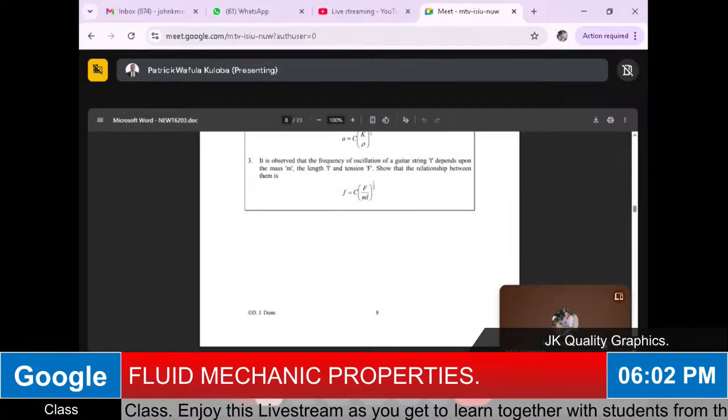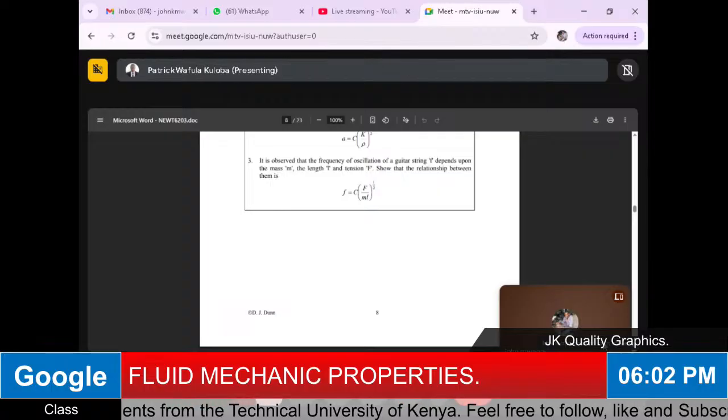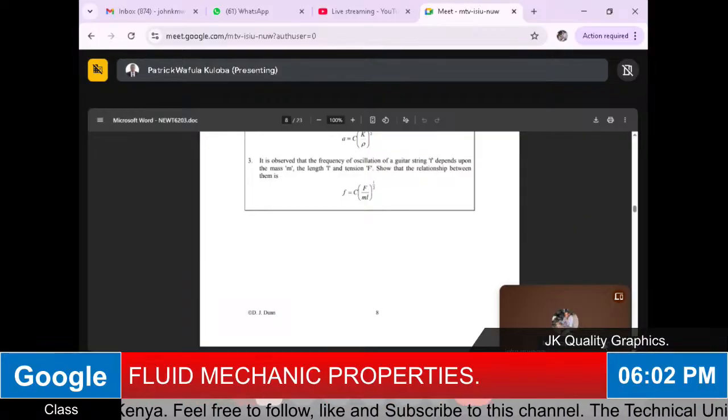Number 3 is the same. You can do that. For those who have not understood, let's do number 3. It says the frequency of oscillation of a guitar string, F, depends on the mass M, the length L, and the tension F.